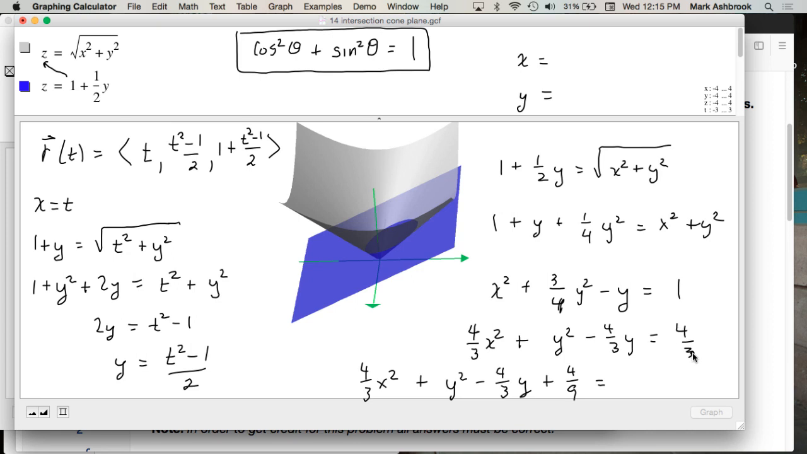This is 12/9, 16/9. Check my math. I think 12/9 plus 4/9 is 16/9. Okay, so now we've got it. 4/3 x squared plus quantity y minus 2/3 squared equals 4/3 squared.